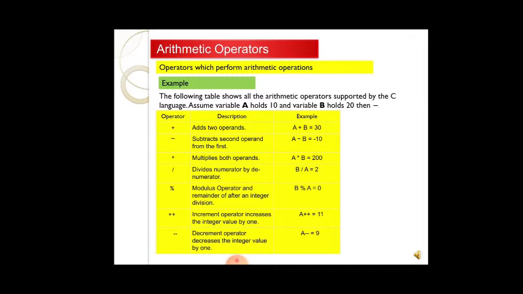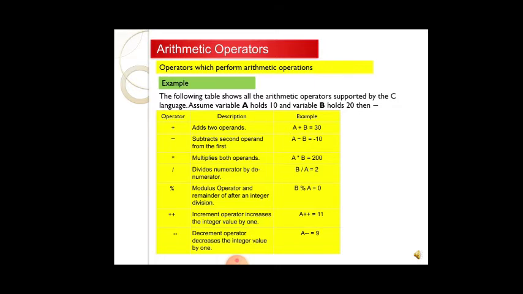So let us see about arithmetic operators. These are operators which perform arithmetic operations, which we have learned from the basic classes. The following table shows all the arithmetic operators supported by C language. Assume that variable A holds 10 and variable B holds 20. Then what is the result?